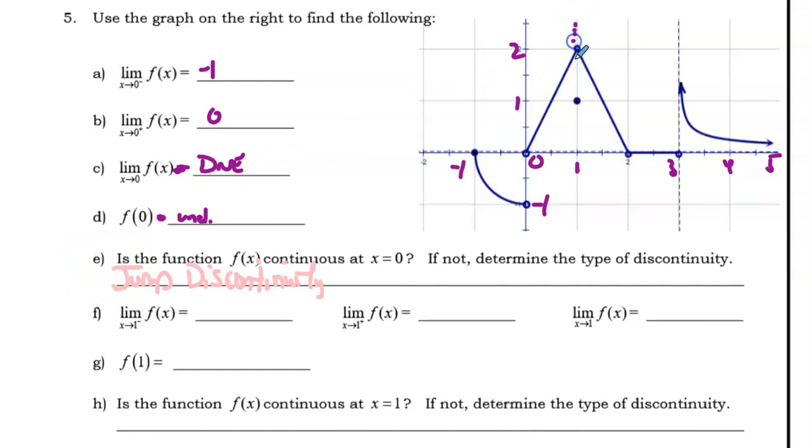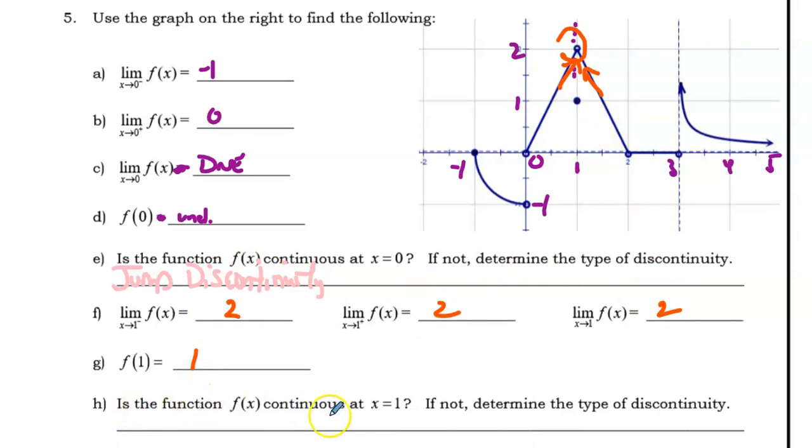We're here, this little guy. And again, ladies and gentlemen, this is just kind of review. You can see that at 1 from the left, we're approaching 2. From the right, we're also approaching 2. The overall limit is also 2. Because these two limits are equal to each other, we know that this is equal. F of 1 is actually equal to 1.